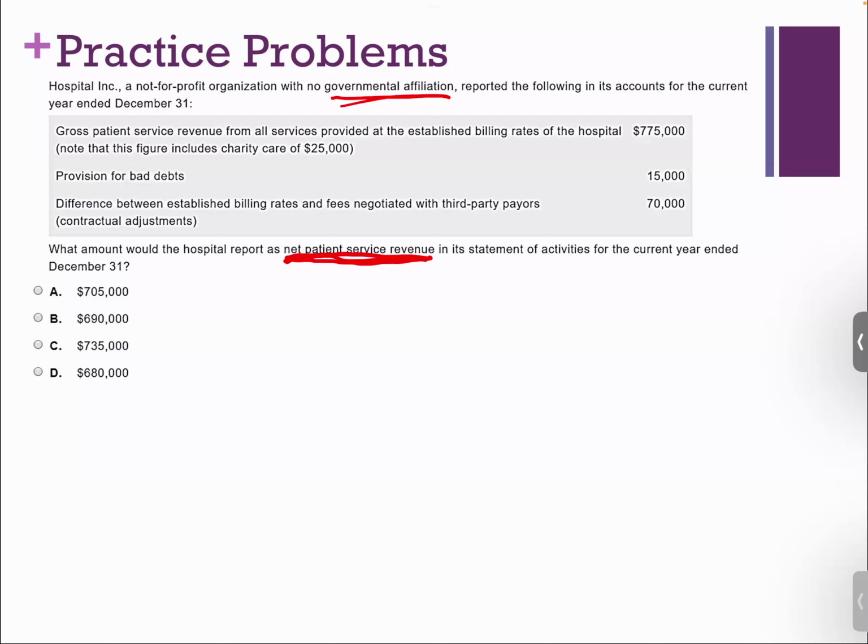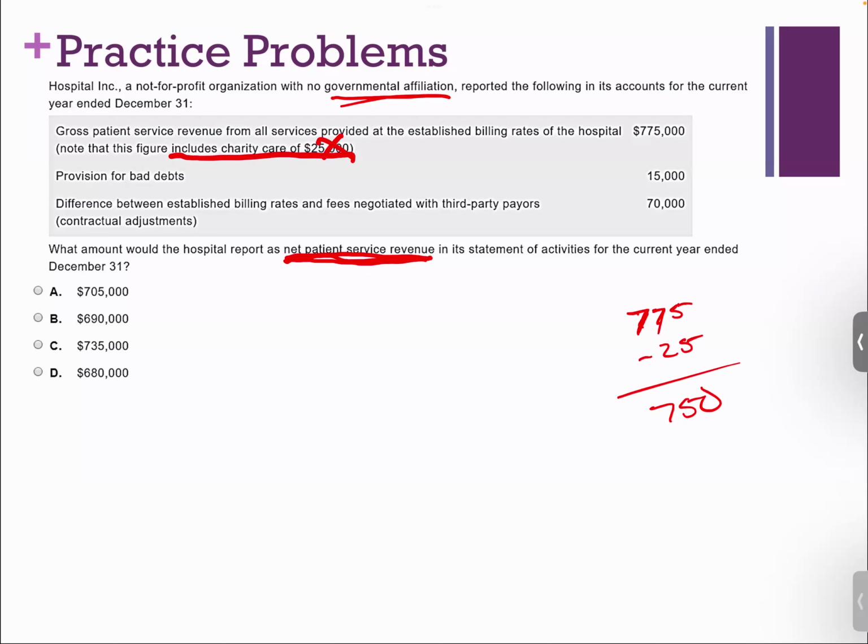Okay, so gross patient service revenue from all services provided at the established billing rates of the hospital, $775K, but it includes charity care. Remember, we never record charity care as revenue, so we need to go 775 minus 25, so we're at 750. Not the best sevens, are they? Okay, so we remove that, right?